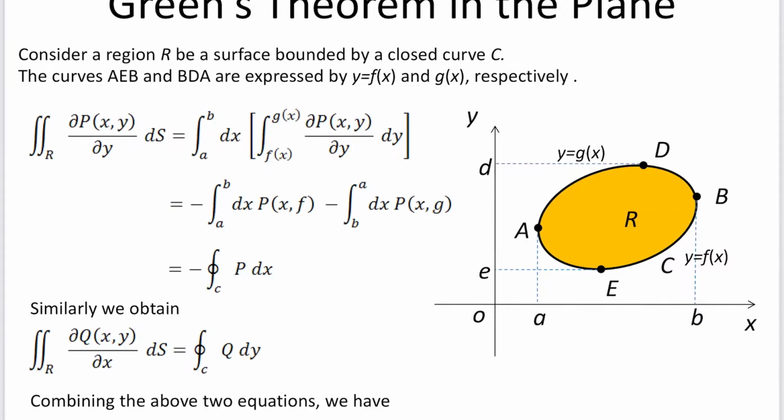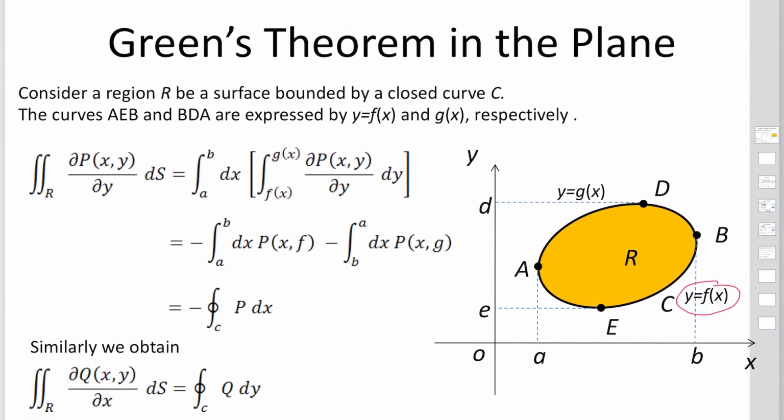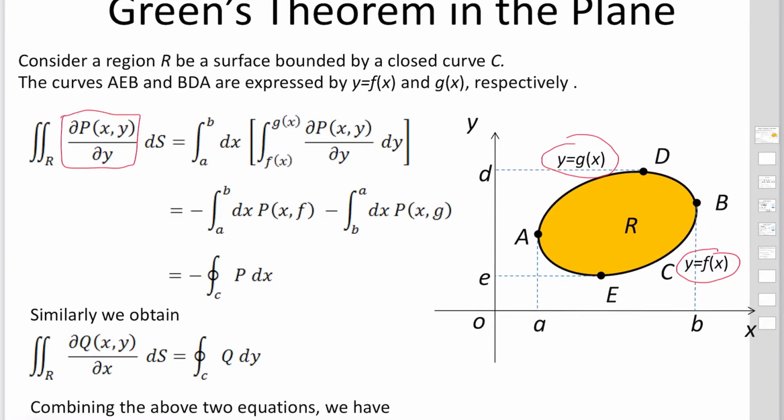Curves AEB and BDA are expressed by y equals f(x). This is AEB. BDA is expressed by y equals g(x). Then we'd like to consider the double integral of ∂P/∂y, where P is a function of x and y.